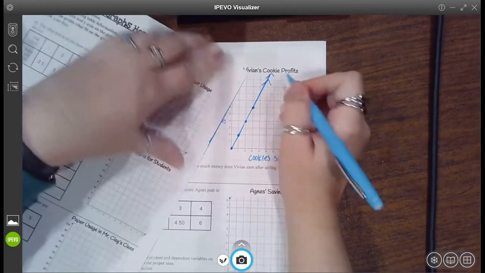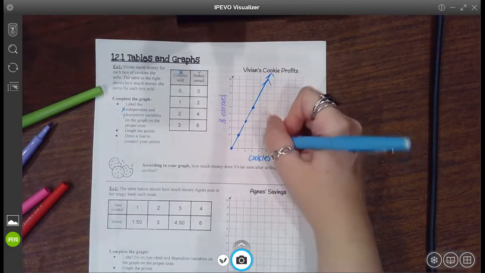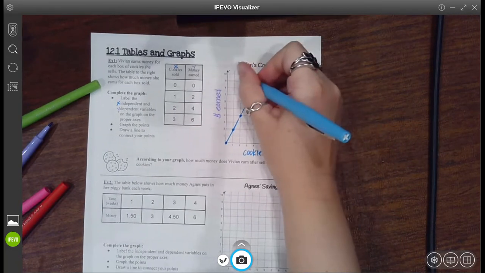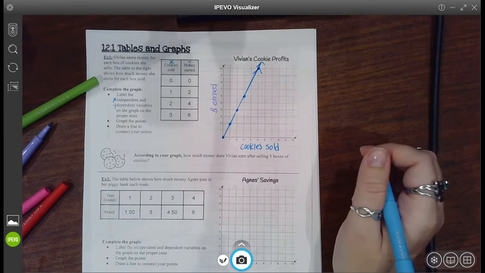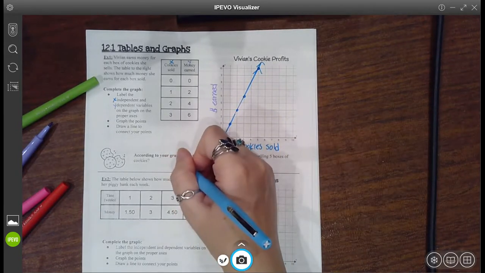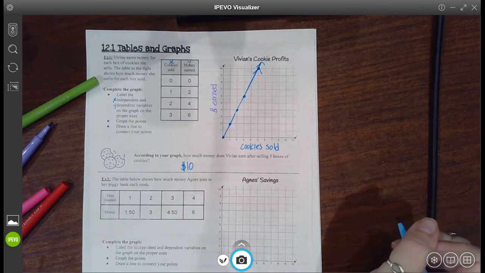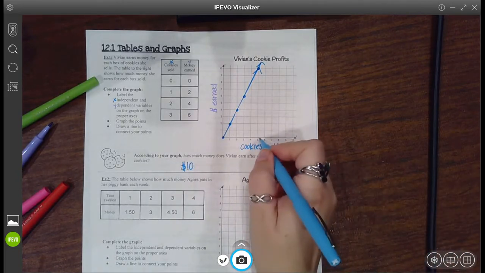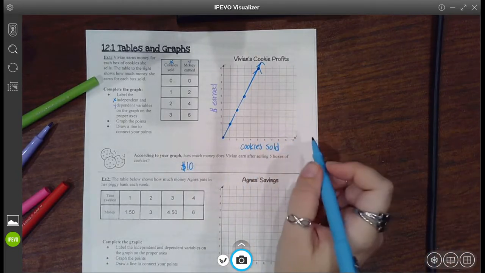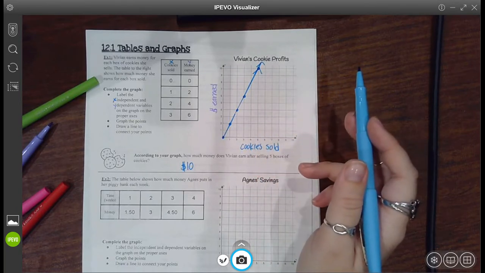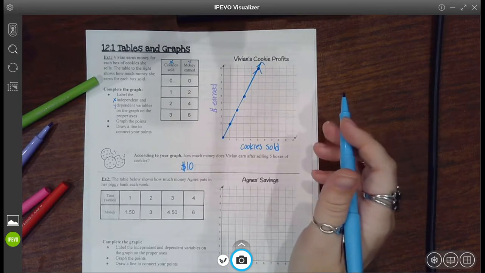Sometimes they ask you a question just like this one. Now it's easier to see. At 5 cookies sold, where does it hit? Right here, which is 10 on the y-axis. So you would make $10 if you sold 5 boxes of cookies. A lot of times it's helpful to just use your graph. That's why we do it. That way you don't have to do a bunch of math.